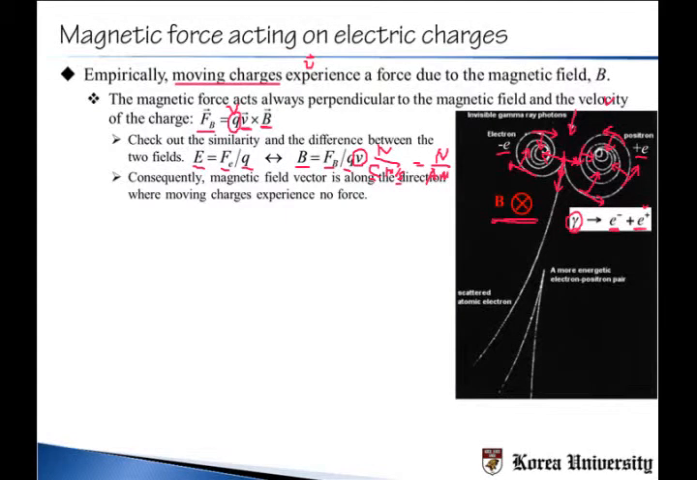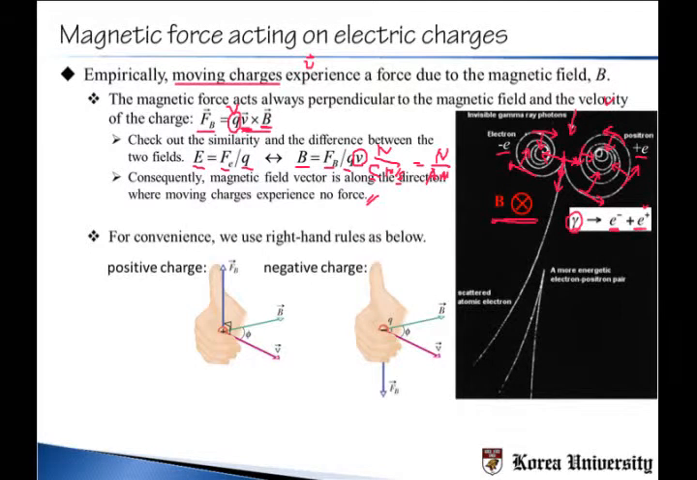no force. What does it mean? You know, when this charge is moving along the direction of the magnetic field, then these two vectors will be parallel to each other. And when you make a cross product between two parallel vectors, it will become zero, right? So which means that if the charge is moving parallel to the magnetic field, there will be no force. So this is what it means, okay?